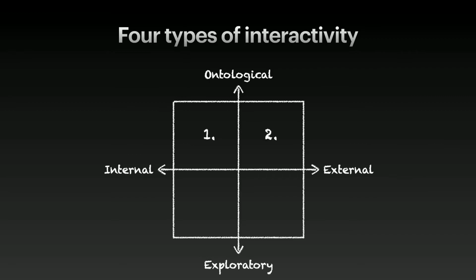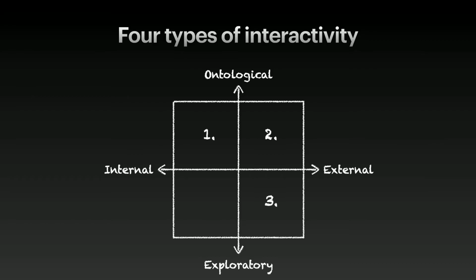The second quadrant is external ontological interactivity. Now, the interactor observes a simulated world and has godlike controls over it. This is the case, for example, in real-time strategy games or in The Sims.